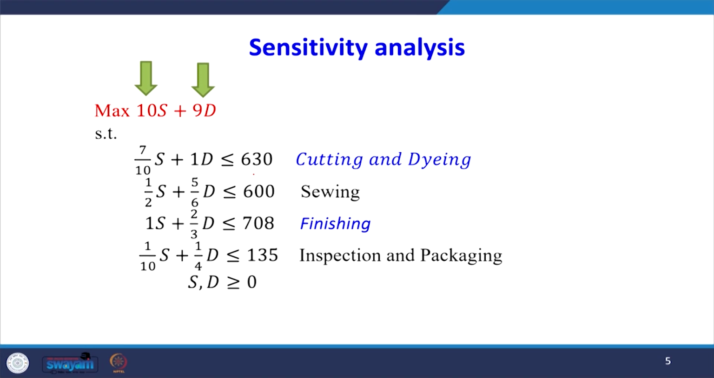This was the problem we have used right from the beginning. Maximize 10S plus 9D, there are 4 constraints. With this problem I will explain how to do sensitivity analysis. What is the sensitivity analysis we are talking about? If there are any changes in the coefficients of this objective function, for example, if the 10 may be changed. The 10 is the profit contribution, and obviously the profit contribution will not be the same. Sometimes the profit contribution will be more, sometimes less. But what will be the effect of this profit contribution on our final solution?